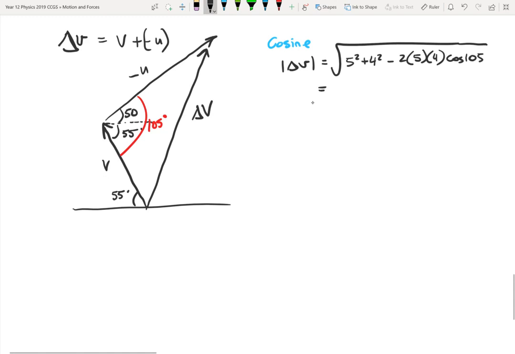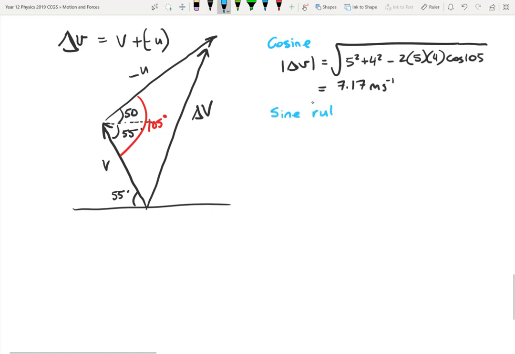Now, again, remember what are we expecting it to be? Greater than, less than? Less than 9. Less than 9, yes. Greater than 1. Greater than 1, yes, but I would say greater than 5 because our hypotenuse is the longer of the two. That's 5, that's 4, so it's definitely greater than 5. So between 5 and 9, the calculator spits out 7.17 meters per second. Okay.